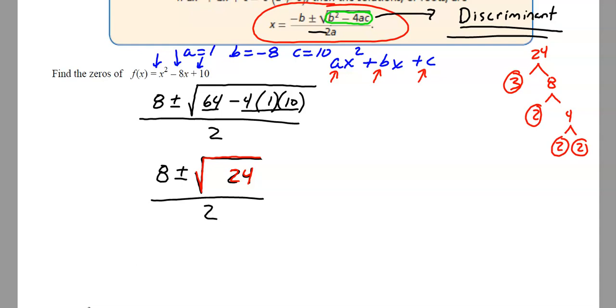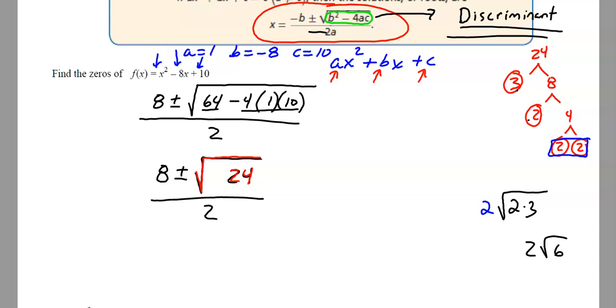Once I've got it broken down, you count up your pairs. A pair counts once. Put it on the outside. If there are any other pairs, you keep putting them on the outside. I've got 2 loners left, a 3 and a 2. Loners stay inside. They don't go out much. So that would simplify to 2 radical 6.